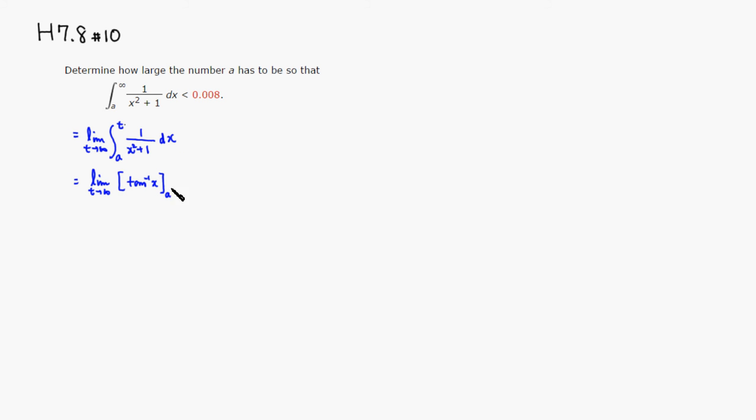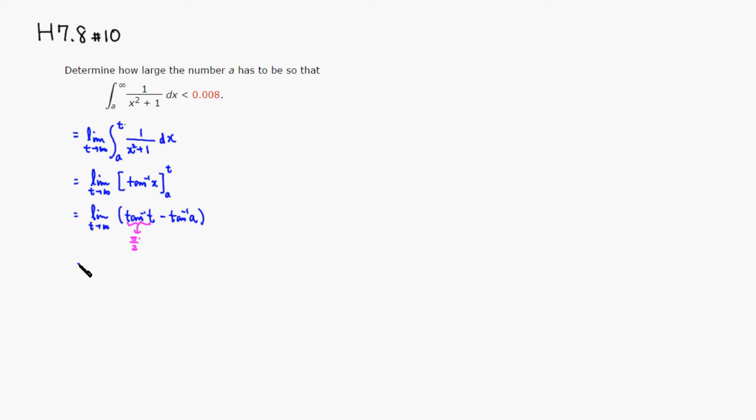Then you're going from a to t, right? Then plug it in. The limit as t approaches infinity of arctangent of t minus arctangent of a, right? Then as t goes to infinity, arctangent is going to approach pi over 2. Remember that the arctangent is always between negative pi over 2 and positive pi over 2. As t approaches infinity, it's heading toward pi over 2. So this guy approaches pi over 2.